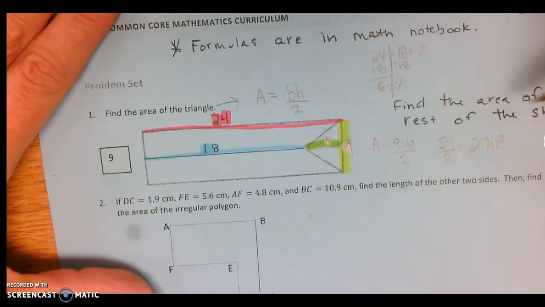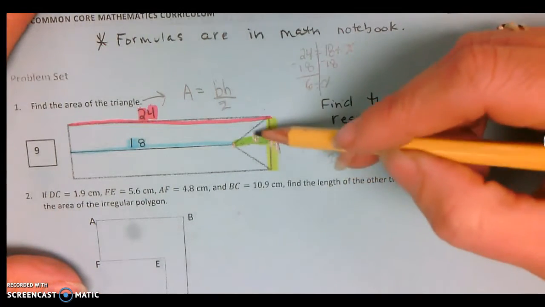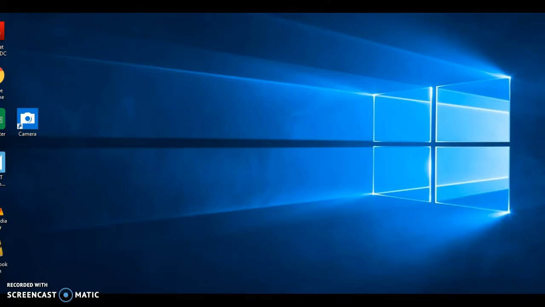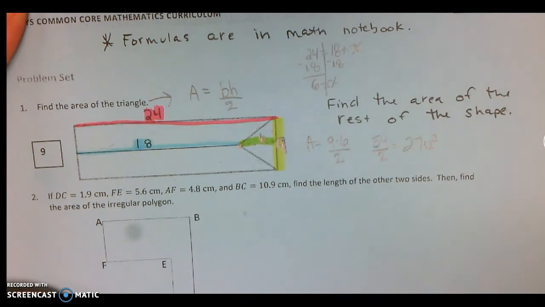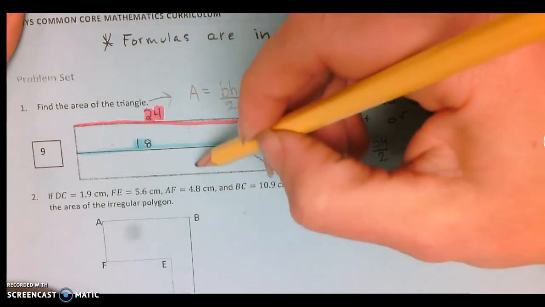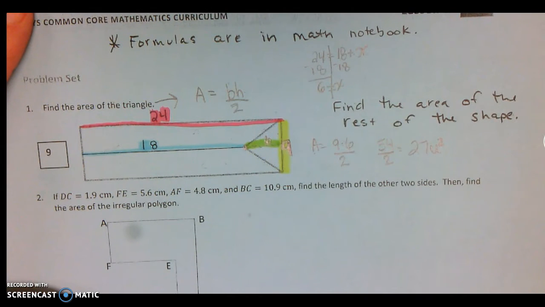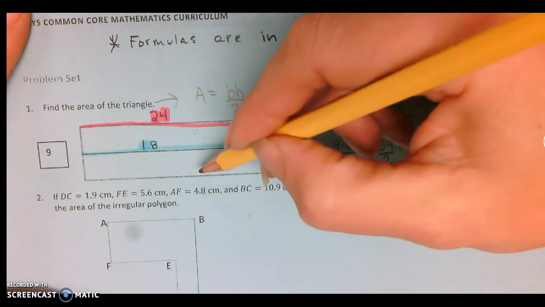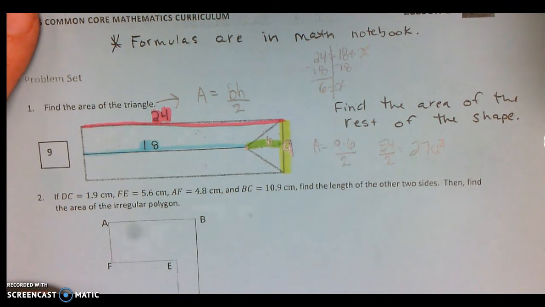Now it says find the area of the rest of the shape. That tells me I don't want it with the triangle in it. I just want the rest of the shape there. Okay, so I need to problem solve. How can I find the area of these two pieces here? There are two different ways I could do it. I could find the area of this trapezoid and the area of this trapezoid, and add them together. That's one option.